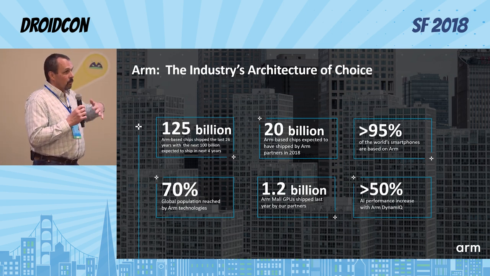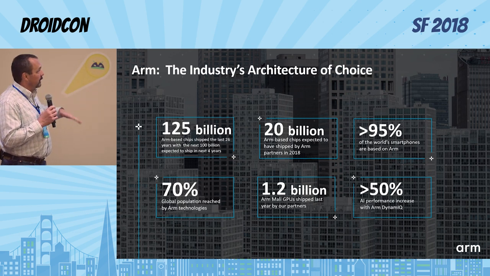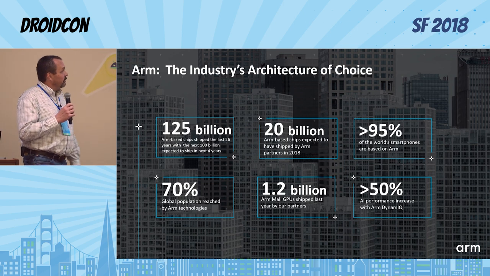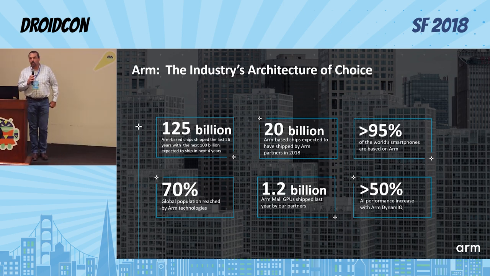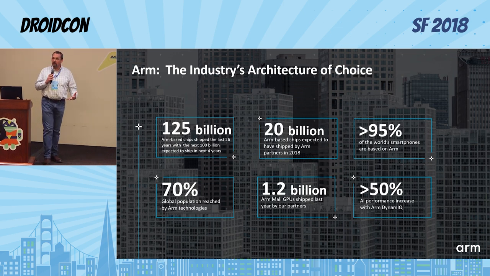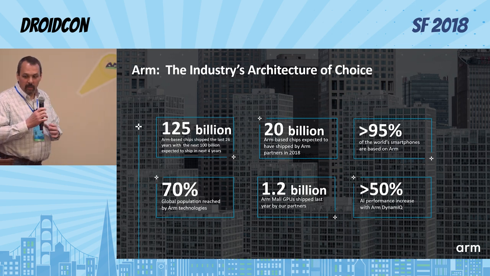So the ramp up of volume that we're shipping is pretty significant. 70% of the global population is reached by ARM. So it's a technology company that's behind the curtain, but we've done a lot of interesting things. We do a lot of partnerships. Android is very near and dear to our heart. So that's what we're going to talk about today.